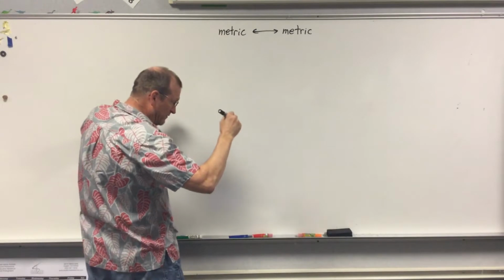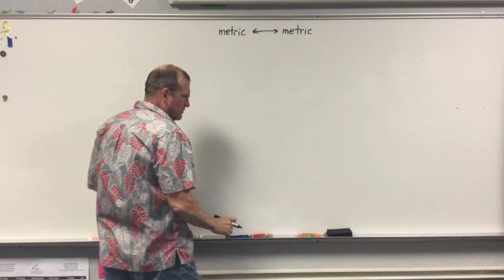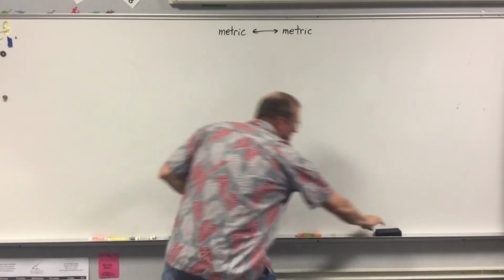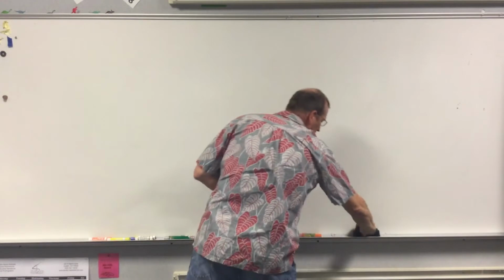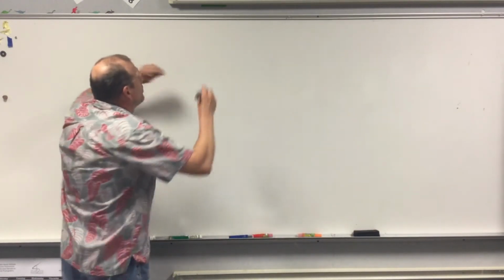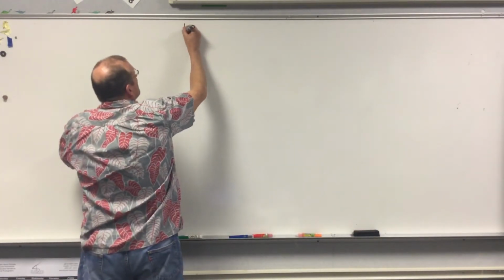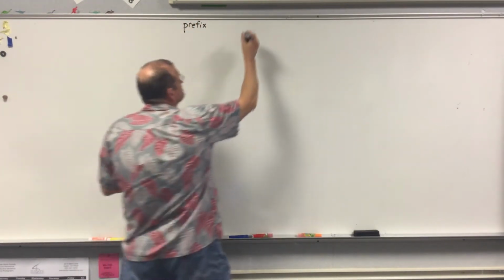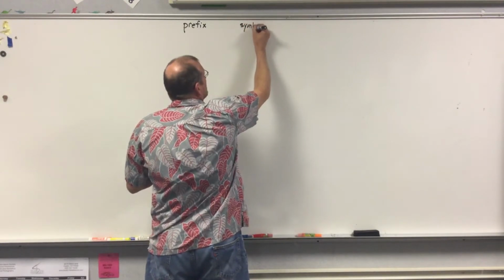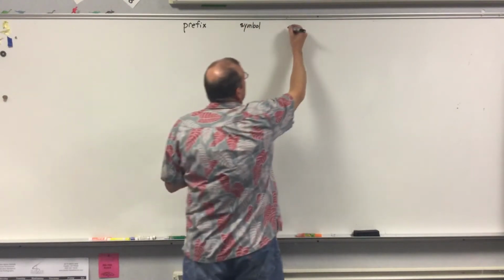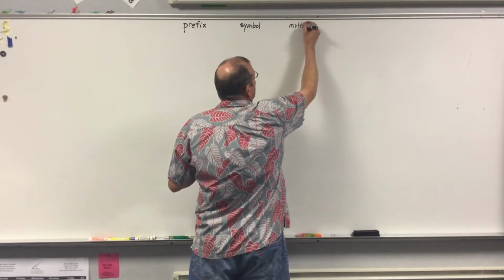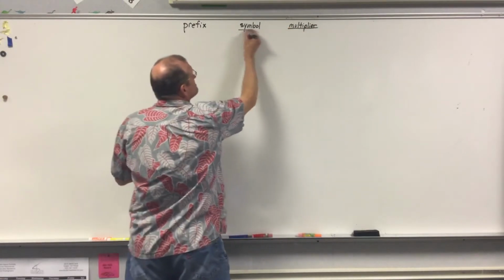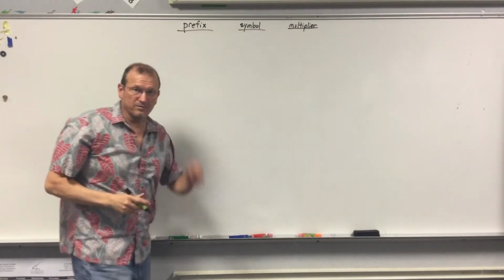And I'm going to try and fit them all on this whiteboard. It's going to be pretty tight. And I'm going to erase this metric to metric thing so I can get just a little bit more space. And what you need to memorize is the name of the prefix, the symbol of the prefix, and then the multiplier. And I'm going to keep this small so that I can be sure that I fit all of this in here.